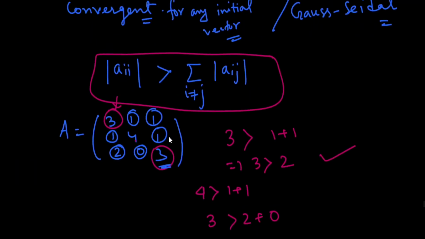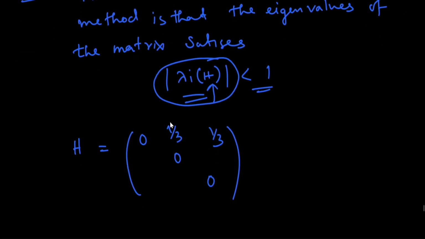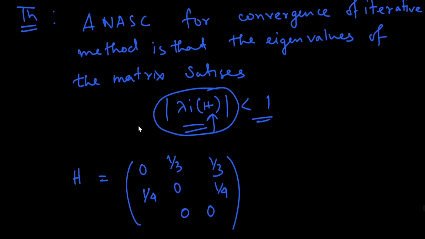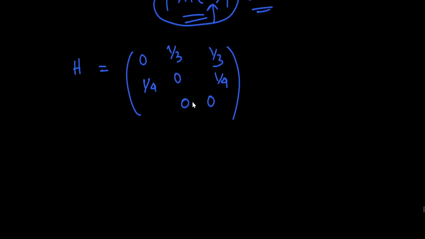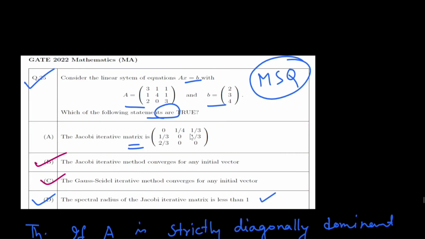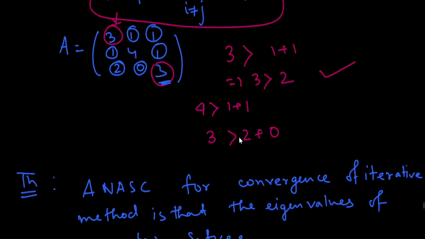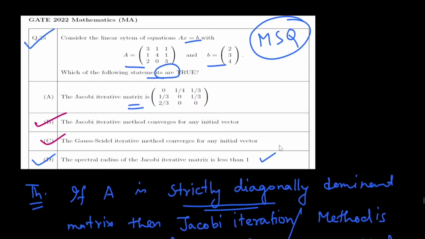for row 2, the second row, by 4: 1 by 4 and 1 by 4. This element is 0, and this element is 2 by 3. So this is the Jacobi iteration matrix for this method. Now which is 0, 1 by 4, 1 by 3, but this comes 0, 1 by 3, 1 by 3. So this is not the correct option. So the correct options are B, C and D.